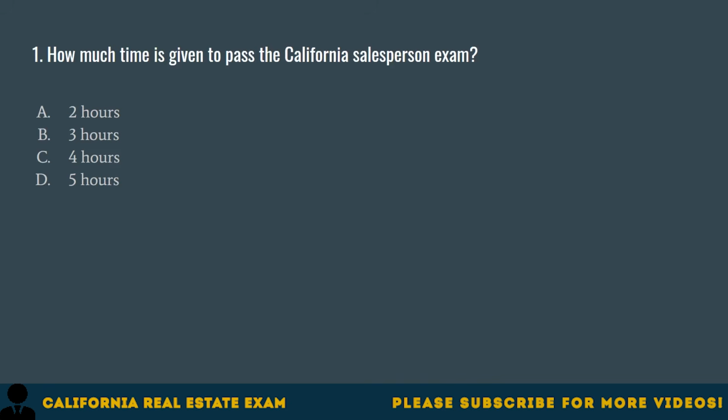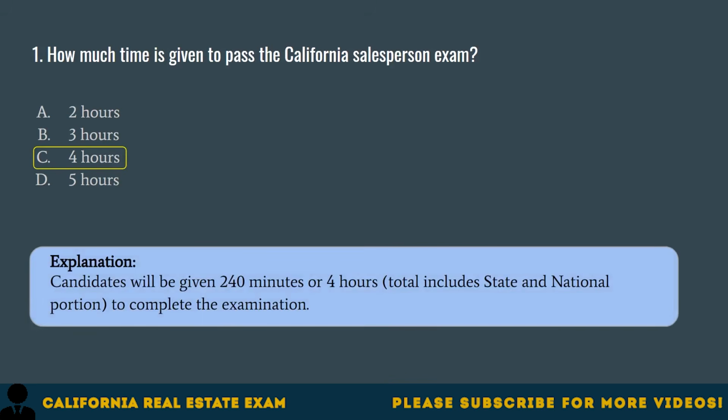Question 1. How much time is given to pass the California Salesperson Exam? A. 2 hours. B. 3 hours. C. 4 hours. D. 5 hours. The correct answer is C. 4 hours. Candidates will be given 240 minutes or 4 hours. Total includes state and national portion to complete the examination.